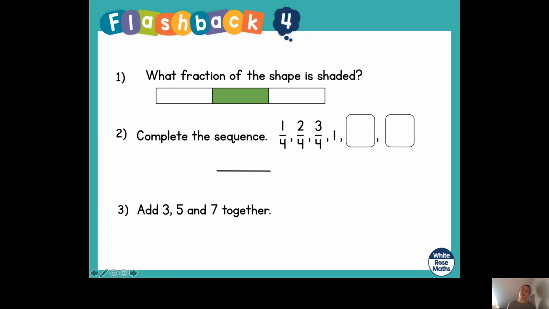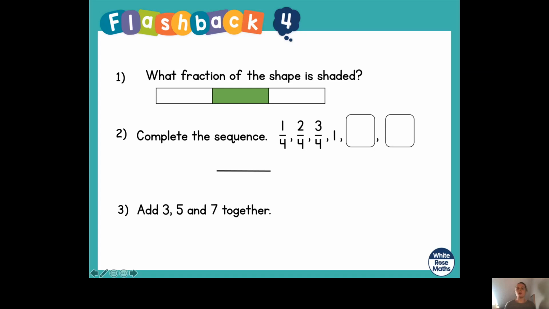Then in number 3, you need to add together 3, 5 and 7. Now there are 2 numbers that jump out at me here. If you can spot them, that will really help you to answer this question. Okay, so pause the video now and have a go at your flashback. Okay, Year 2, so let's go through these questions together.